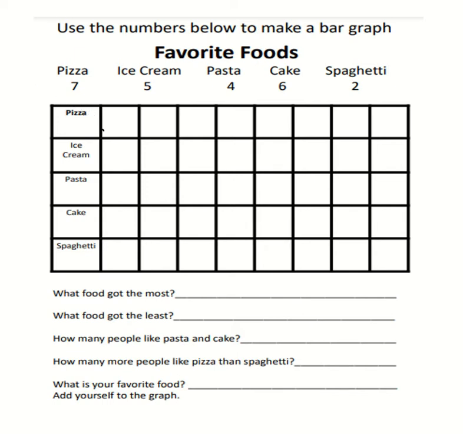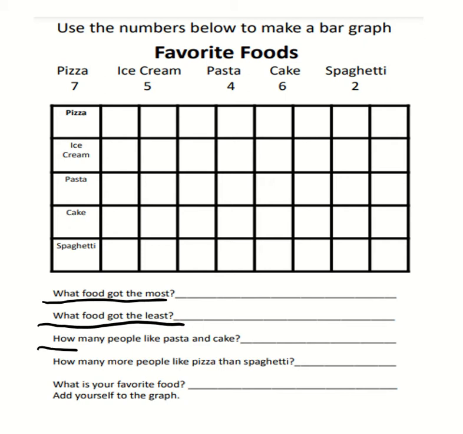So I'm only going to do a couple, but if it was 7, I would do 7 boxes. And make sure you're coloring them in completely, because as a bar graph, you want the boxes filled in all the way. On the bottom here, boys and girls, it says which food got the most. You're going to answer that right there. Which food got the least? So it's the opposite of the most. That means it has the fewest number.